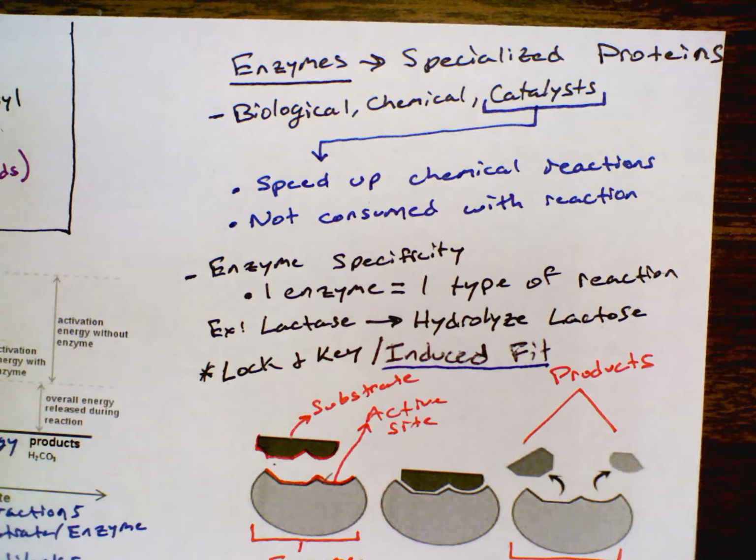In order to be considered an enzyme, these proteins have to fall under two categories. One, they have to speed up chemical reactions, and two, they cannot be consumed within the reaction that they speed up. Meaning that after the enzyme performs the reaction, it can go on and perform again and again and again on different substrates.